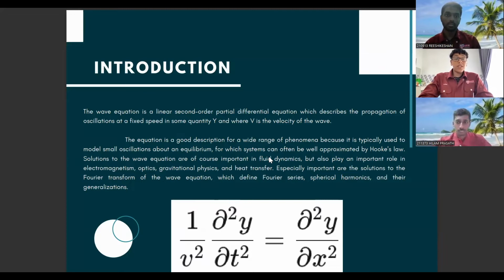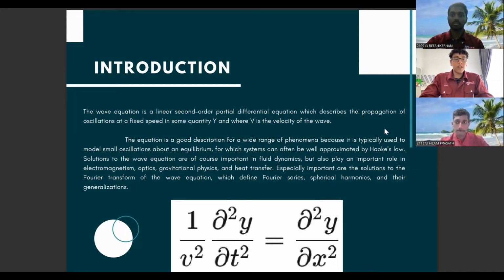The wave equation is a linear second-order partial differential equation which describes the propagation of oscillations at a fixed speed in some quantity y, where v is the velocity of the wave, as you can see in the equation below. The equation is a good description for a wide range of phenomena because it's typically used to model small oscillations about an equilibrium, for which systems can often be well approximated by Hooke's law.